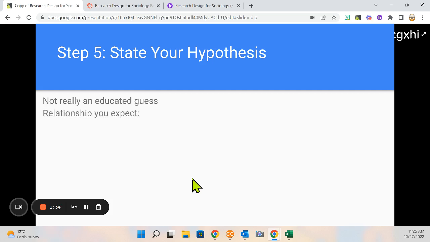Okay. All right. Instead, a hypothesis is a relationship you expect. Right? You have done literature review, you have developed theory, you know exactly what you expect to see between your variables. You expect to see some kind of correlation, positive or negative. We'll talk about what that means in a minute. Typically, when we talk about this relationship, we use the letters X and Y. X for our independent variable, our cause, and Y for our dependent variable, our effect or outcome.